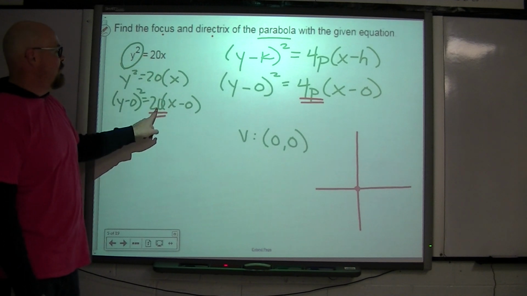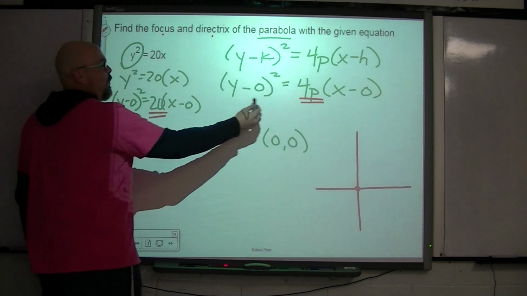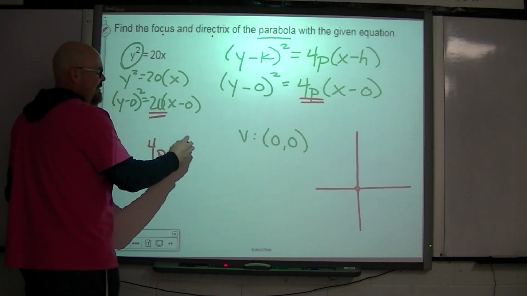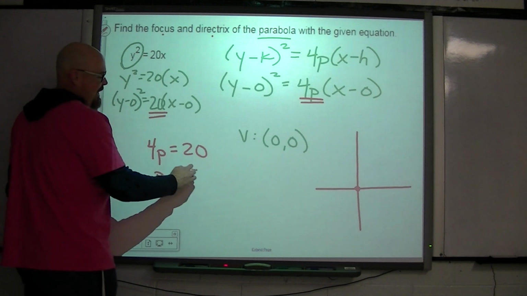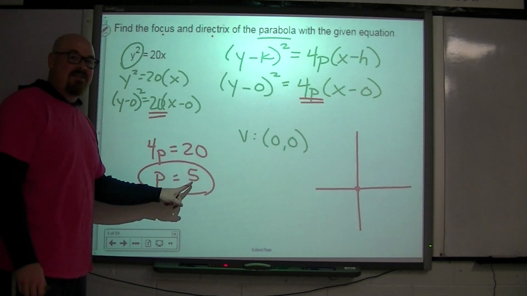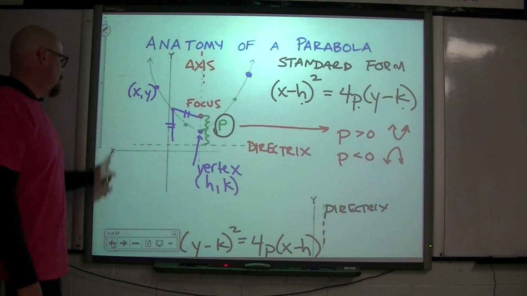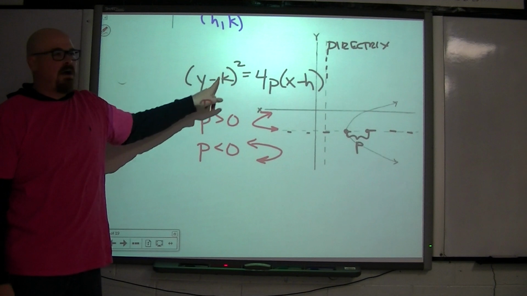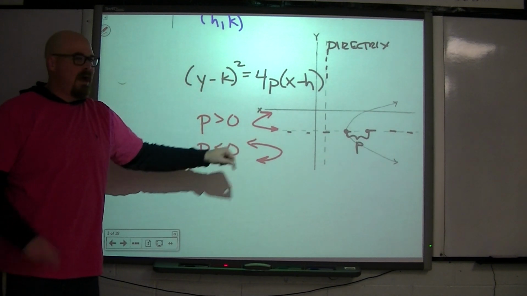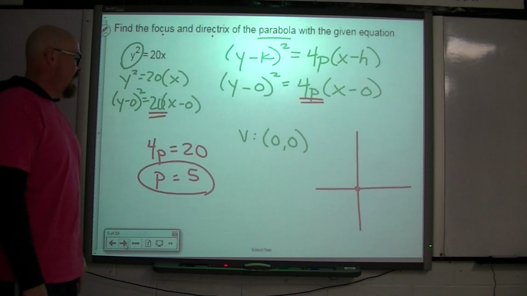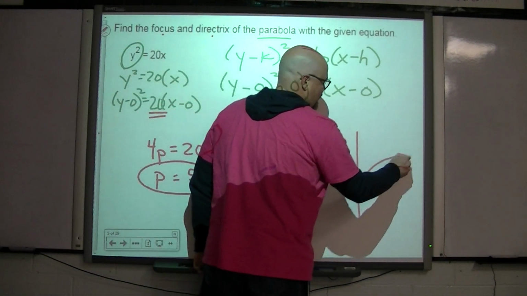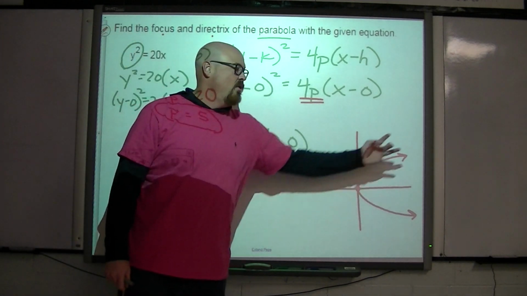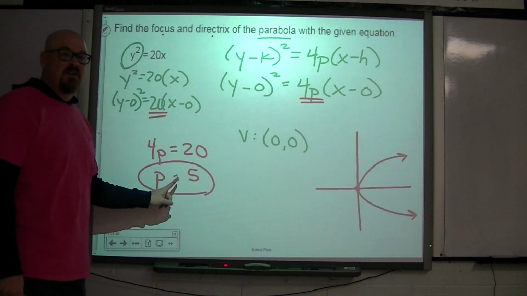Right? Furthermore, when you look at this value of 20, and 20 is taking the place of this 4p, 4p equals 20, p has to equal 5. P is positive. Go back to your notes where we said, if p is greater than 0 in a y squared parabola, we know our parabola opens to the right. So I know that this parabola, and again guys, this is just a sketch, right? We don't have to be perfect, but we know the vertex is here. We know the parabola has to open to the right because p is positive.